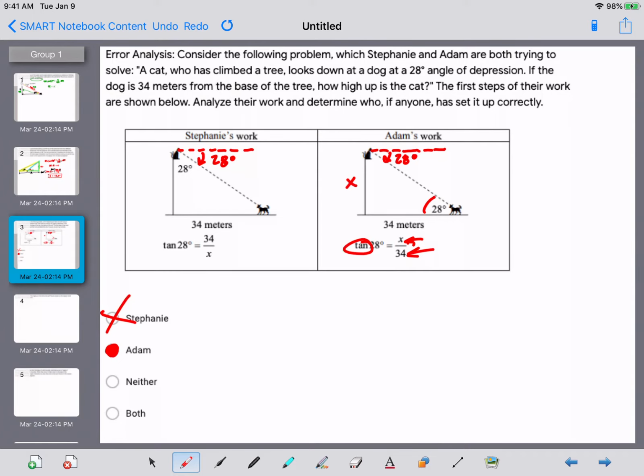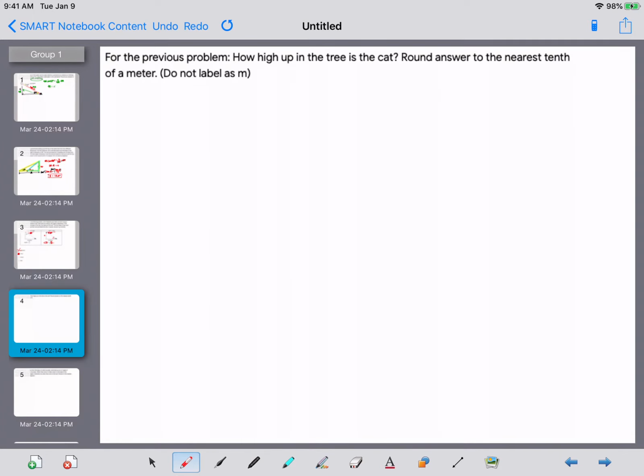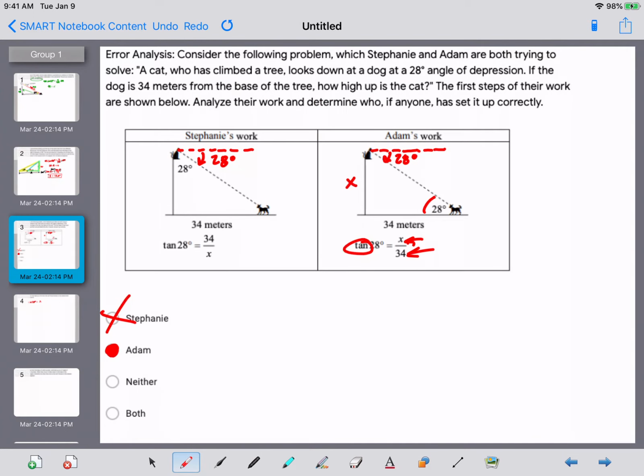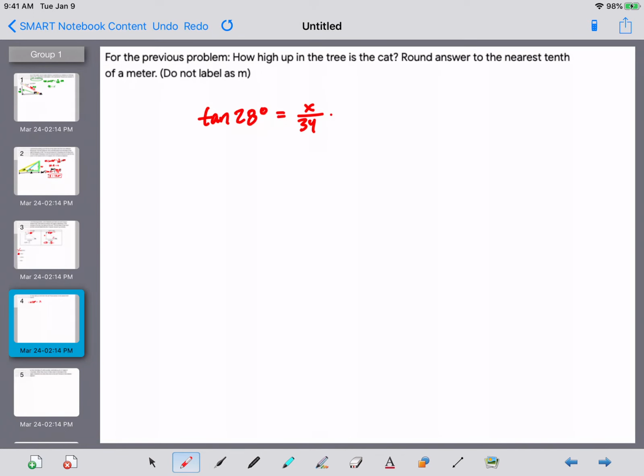So now that we know Adam's right, we're going to solve that equation to find out how high up in the tree is the cat. So we already know what the setup is. It's tangent of 28 degrees equals x over 34. And we need to get x by itself, so go ahead and multiply both sides by 34. Those cancel. And plug in 34 tangent of 28 degrees. And we get about 18.1 if we round that to the nearest tenth of a meter.